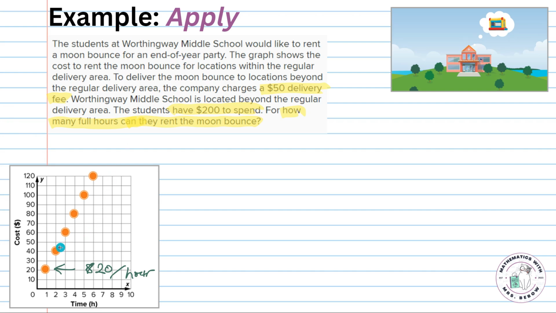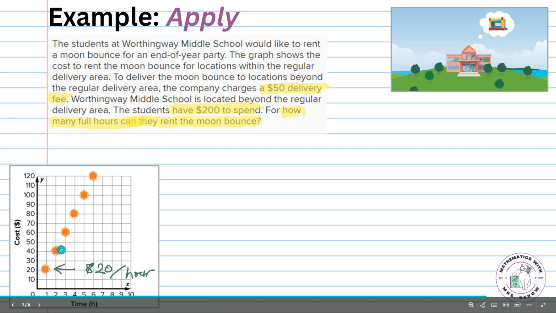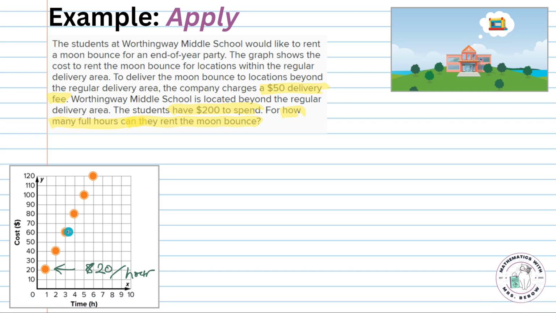But again, if I looked at any of these other points, like this one here that I have highlighted in blue, it's $40 for 2 hours. Well, 40 divided by 2 is $20 per hour. I could choose this point here, 60 divided by 3, still $20 per hour. So there's a consistent relationship showing us that no matter which point we pick, it's $20 per hour. That's going to help us out when we go to write our equation.